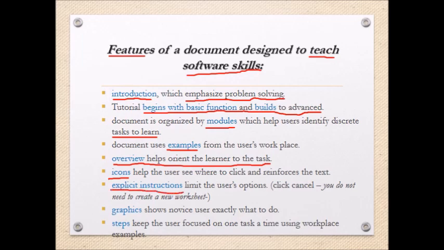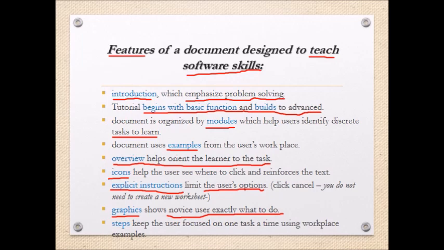Explicit instructions. غالبا ما نلاقي بالdocument instructions like click cancel, you do not need to create a new worksheet. هذول عبارة عن explicit instructions بحددوا ايش او بيعملوا limit لليوزر options، بانه بقيدوه بمجموعة من الاوبشنز they need to follow. Graphics and images link the software windows or main graphics with the text that's written in the document. They show the novice user exactly what to do.